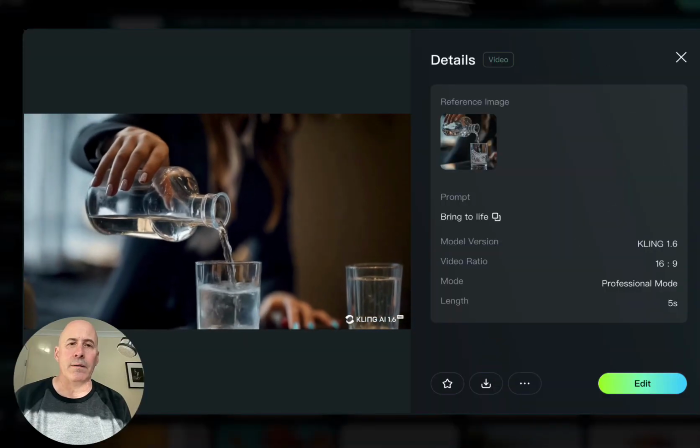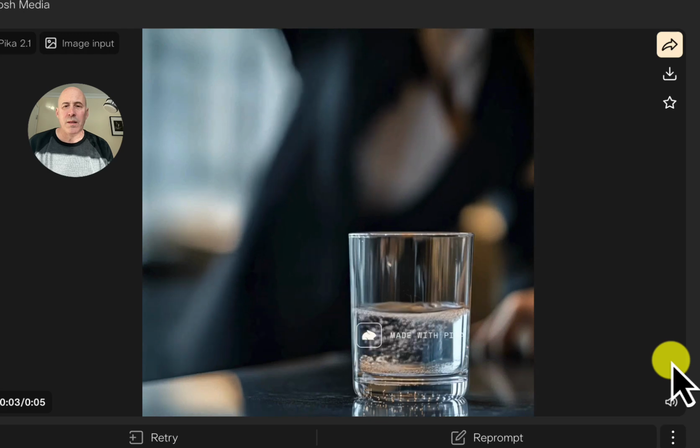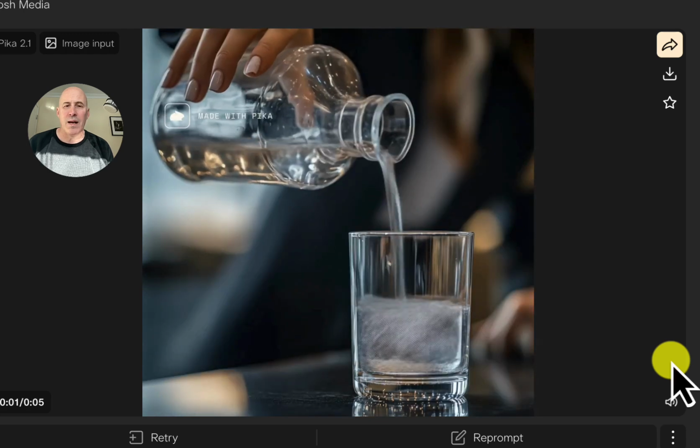Let's head over to Pika. Here's Pika. I'm not sure what's going on here. The person maybe puts the bottle on a higher shelf.